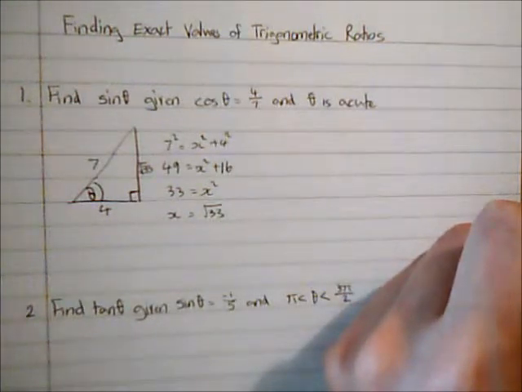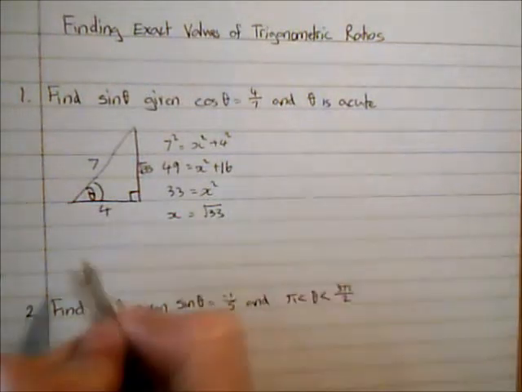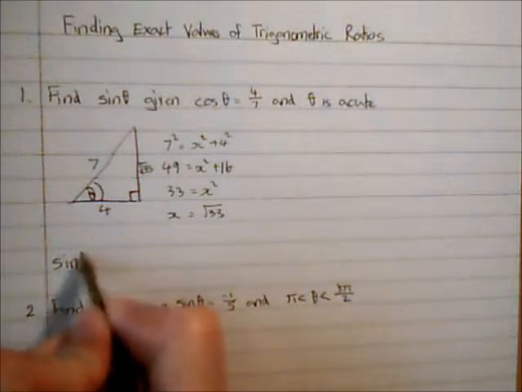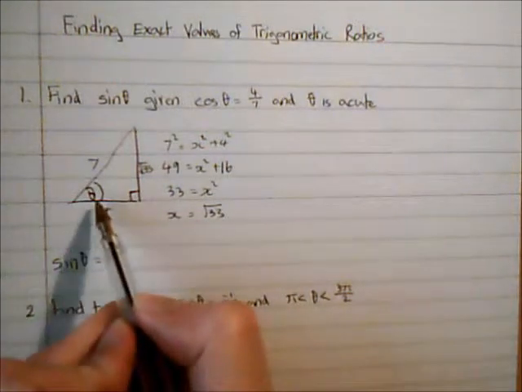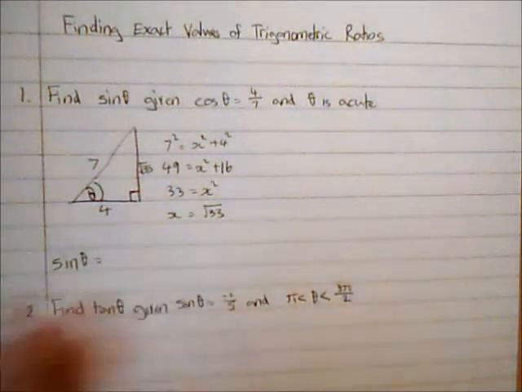So now we can deal with the other part of the information. It says find sine theta given cosine theta is 4/7. So sine theta is opposite over hypotenuse, so root 33 over 7.